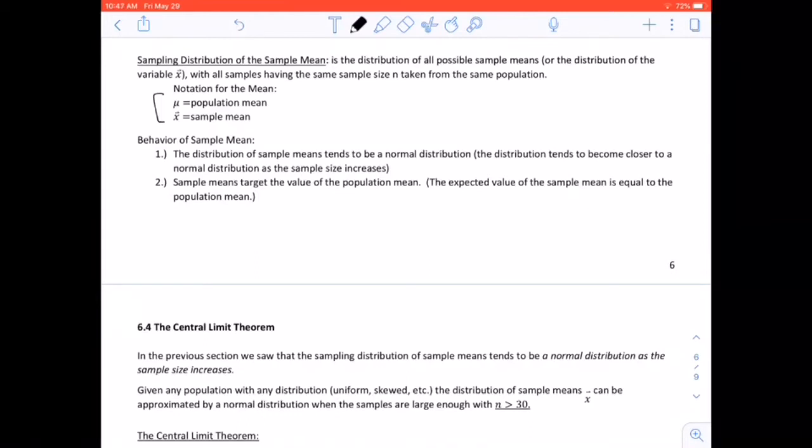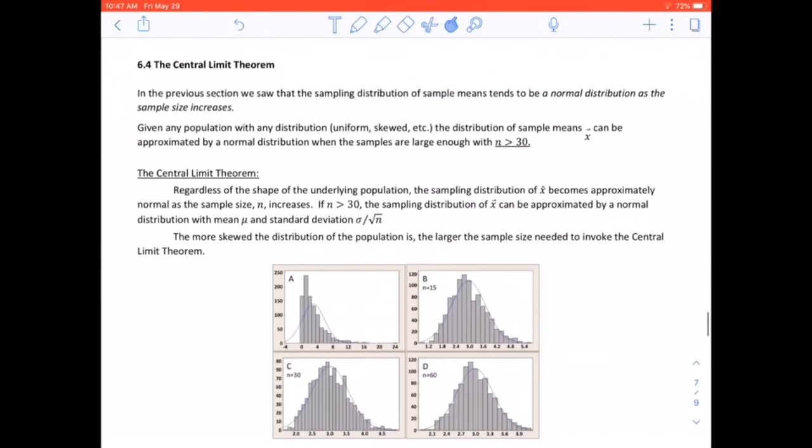Behavior of the sample mean. First, the distribution of the sample mean tends to be normally distributed, and the distribution tends to become closer to normal as the sample size increases. And second, the sample mean targets the value of the population mean. The expected value of the sample mean is equal to the population mean. So 6.3 is kind of the introduction to that.